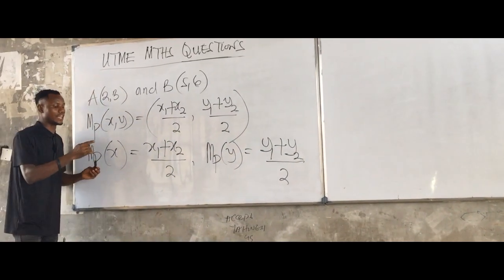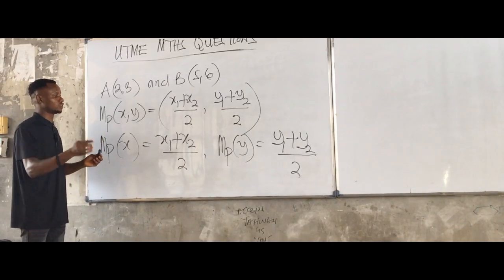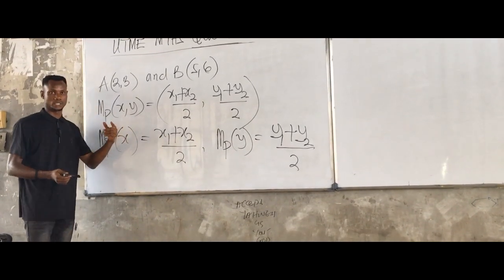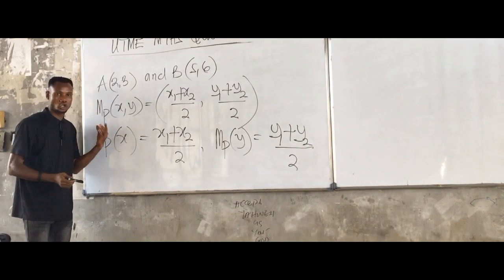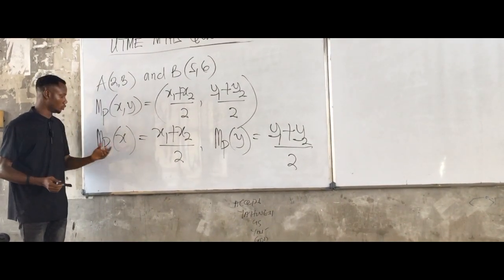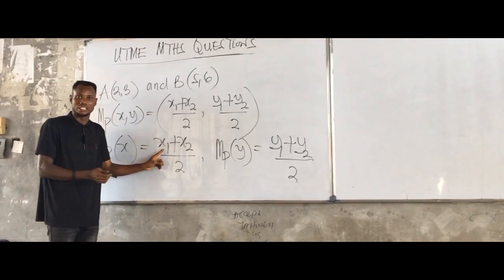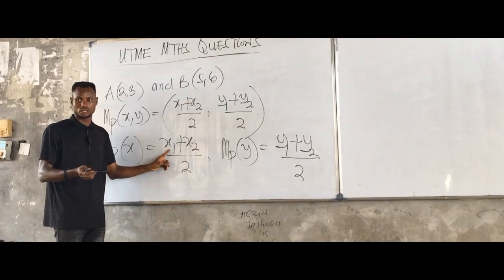Now if the points are given to us, we just replace the points. If the midpoint is given to us and one of the points is given to us, we replace the midpoint and the point given to us and find the next point that is not given to us. Please take note.